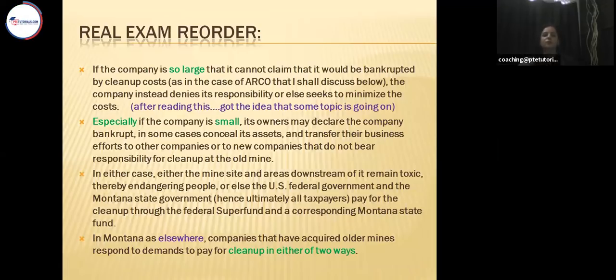"Especially if the company is small," okay, not going to read the next one. "If the company is so large," this is just giving me the clue. Next, "in either case," I have described the two cases. In either of the cases, I'm done. Hardik has given me the answer DBAC. DBAC. Very good, Hardik. Perfect. Naresh has given the answer DBAC. Yes, Naresh, your answer is also correct.